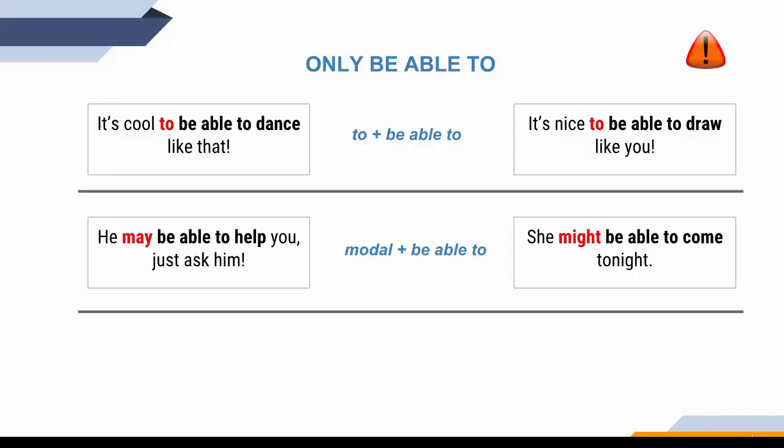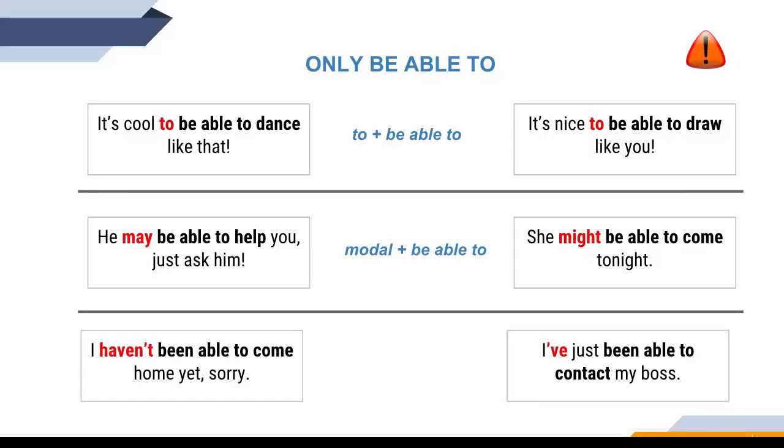After a modal verb, you cannot use another modal verb. You can't say he may be able to can. No, you need be able to. He may be able to. He might be able to.